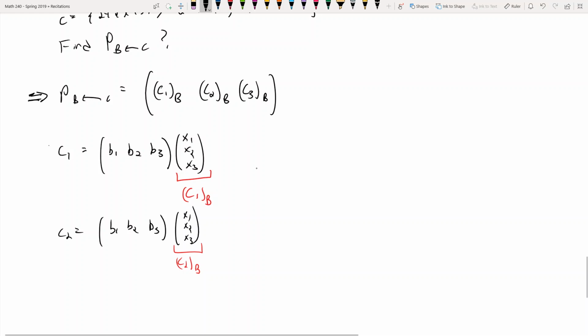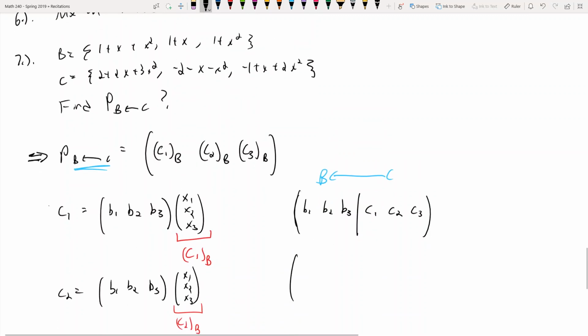So what's going on is that we have this system of equations where you have B1, B2, B3, and you want this multiplying some unknowns to get you C1. And then you want B1, B2, B3 multiplying some unknowns to get you C2. And then B1, B2, B3 times some unknowns is equal to C3. So now you get this matrix, and you see that it's the exact same direction as this arrow going from C to B. And so, all right, so what is B1? Now let's actually write this matrix out.